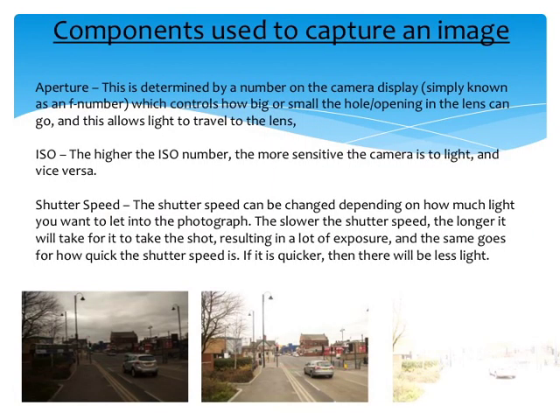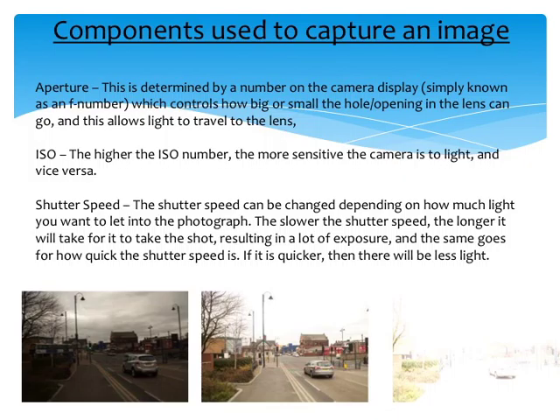The components used to capture an image are aperture. Aperture is a number on the camera display known as an f number, and basically the higher that number is, the bigger the opening in the lens can go, and this allows light to travel to the lens.